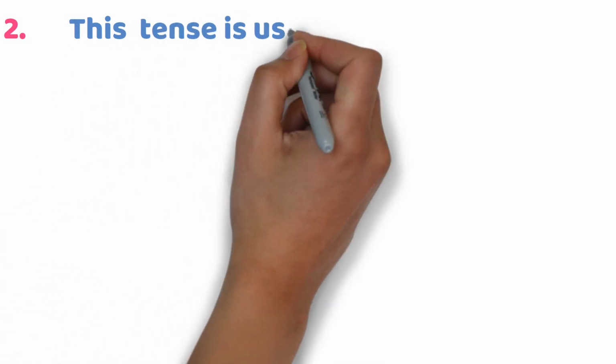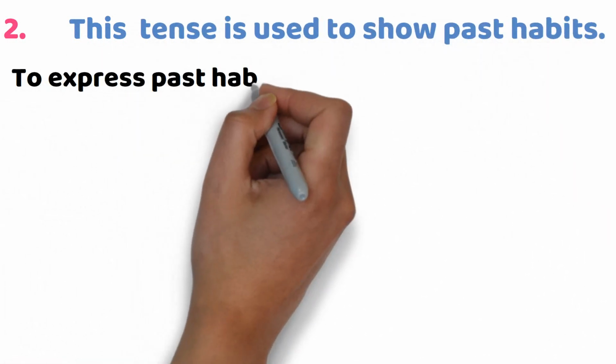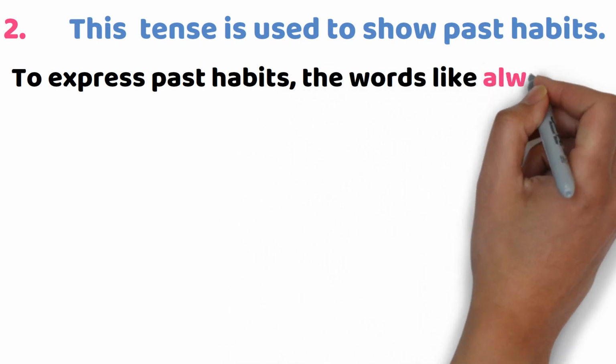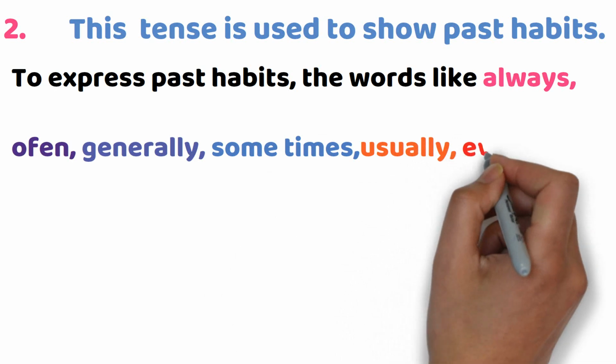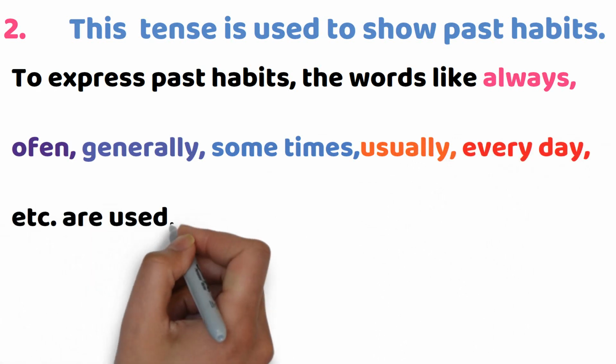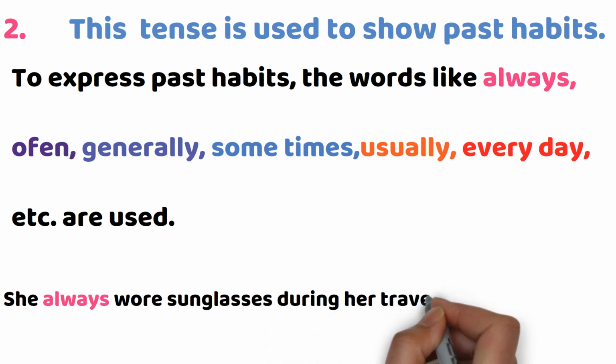This tense is used to show past habits. To express past habits, the words like always, often, generally, sometimes, usually, every day, etc. are used. He always wore sunglasses during her traveling.